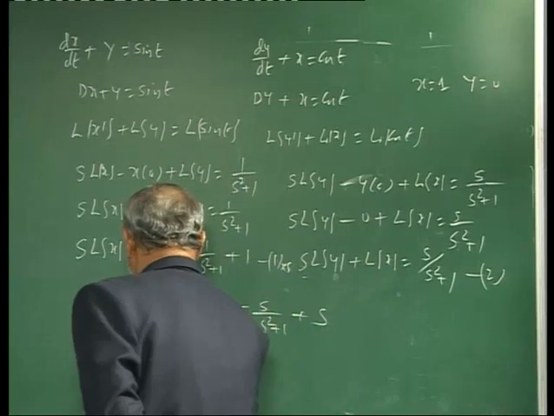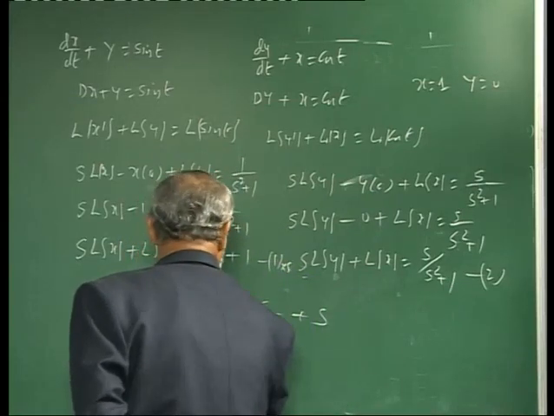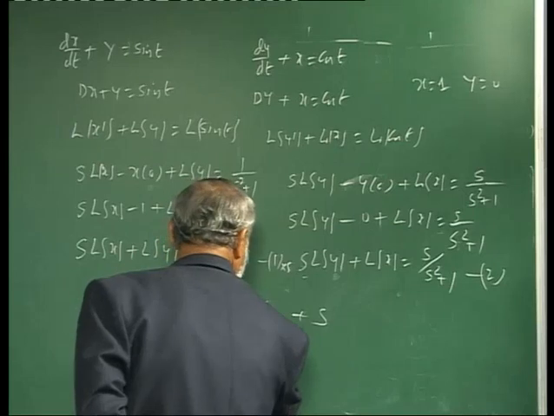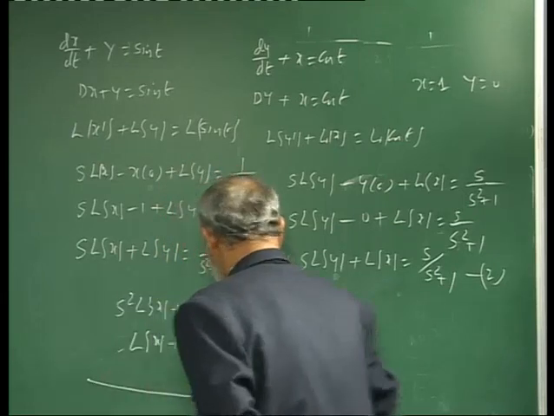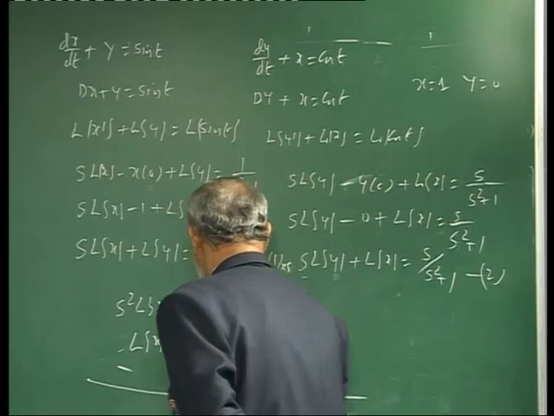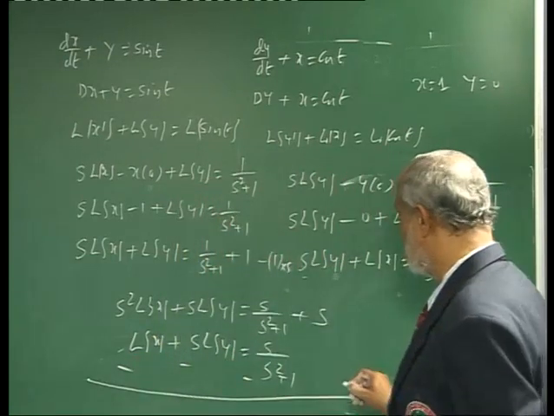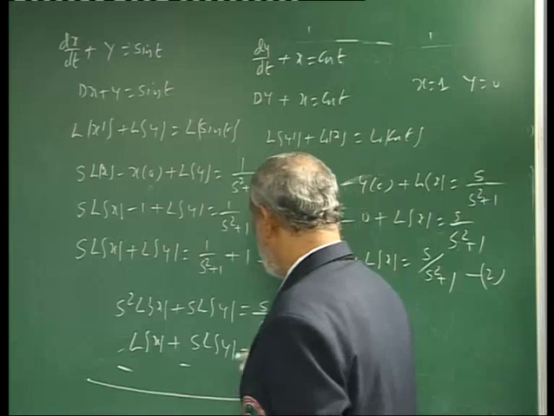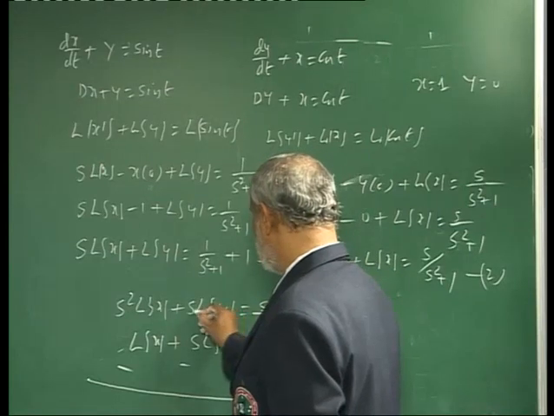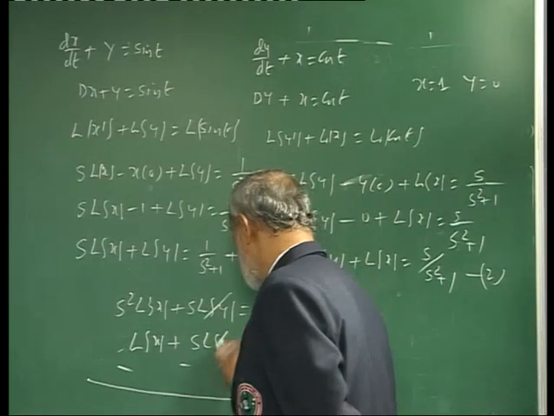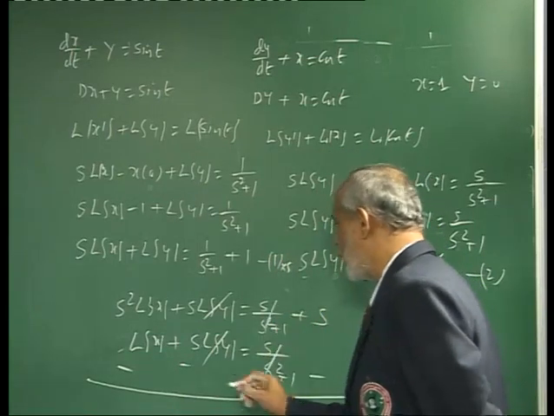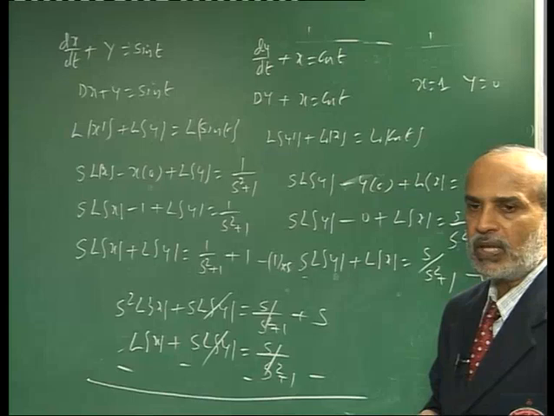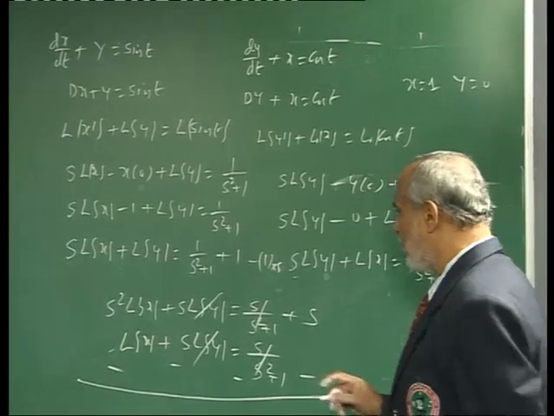s into L of y, you can write L of x plus s into L of y is equal to s divided by s squared plus 1. If you subtract, you can change the sign. What do you get? Here minus s into L of y and plus s into L of y will get cancelled, and s by s squared plus 1. These two terms will get cancelled. See, what is the remaining term?